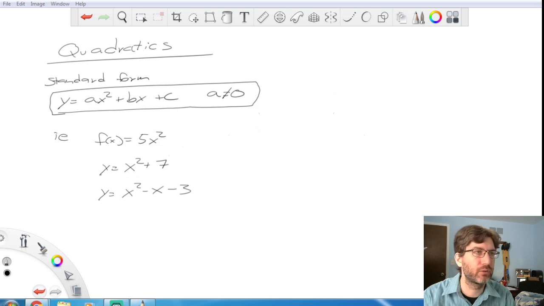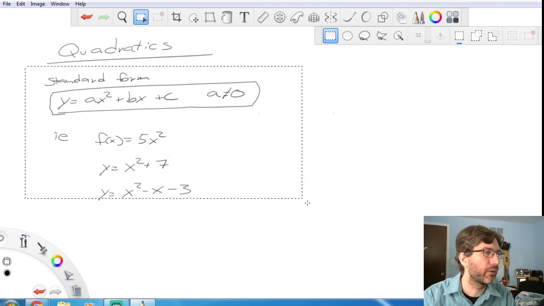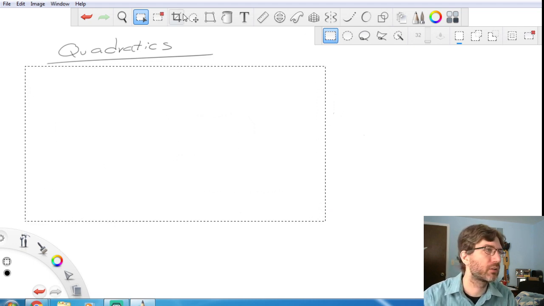What it looks like on a graph is a little different. They are not lines, they are parabolas.